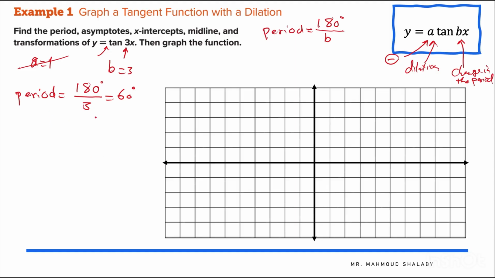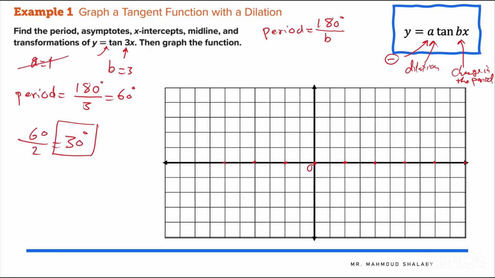Now, the period is 60 degrees, which means to choose the numbers I will use here on the graph, I will do 60 divided by 2, which means I will be counting by 30 degrees. So I will start here. This is the 0. And actually, to make the graph easier to draw, I will leave 2 squares instead of 1. So I will put the points like this, ya shabab, to make the graphing easier.